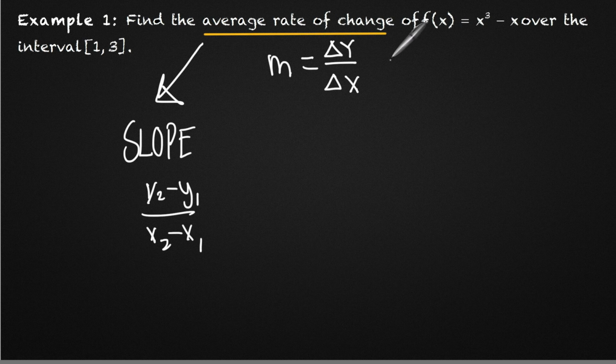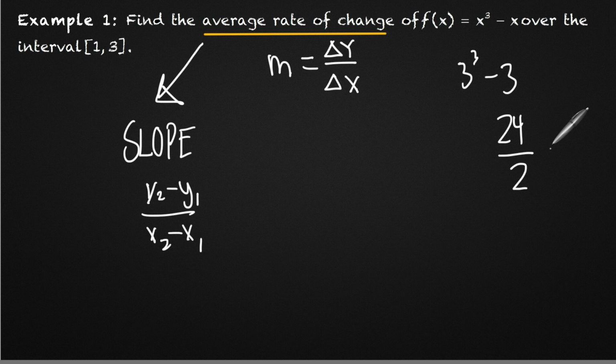So let's go ahead and find that. When we plug in our x2 of 3, we get 3 cubed minus 3, so that's 27 minus 3, 24, divided by the total change in x, which is 3 minus 1, that's 2. So our average rate of change is going to be 12 in this interval.